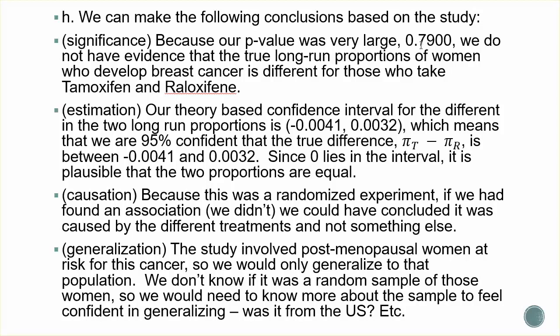So because our p-value was very large, 0.79, we do not have evidence that the true long-run proportions of women who develop breast cancer is different for those who take tamoxifen versus raloxifene. So it's possible that they're different, but we don't have any evidence that they are, right? That's what you want to say. We do not have evidence that those true long-run proportions are different.